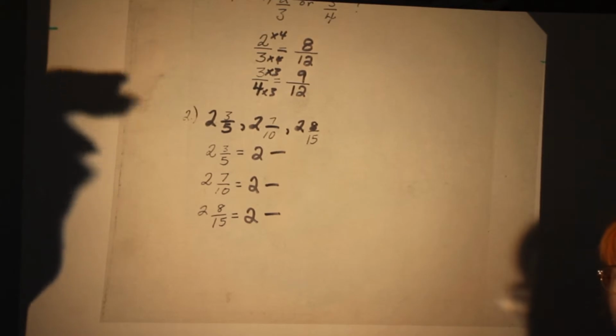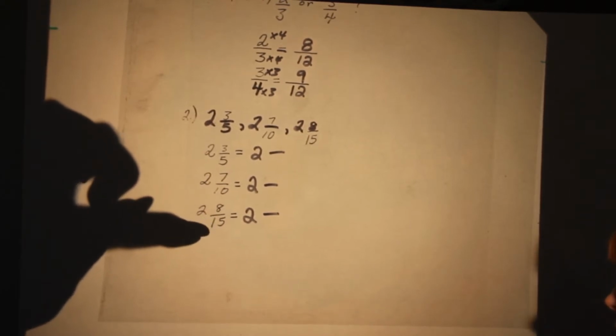Well, 5 times 10 times 15, you're going to end up with a very large denominator. So we have to see if there's some way to make it smaller. So 5 times 10 is 50. Well, 5 and 10 will both go into 50 evenly, no problem. 15 won't go in evenly, so we can't use 50. And it gets kind of large.